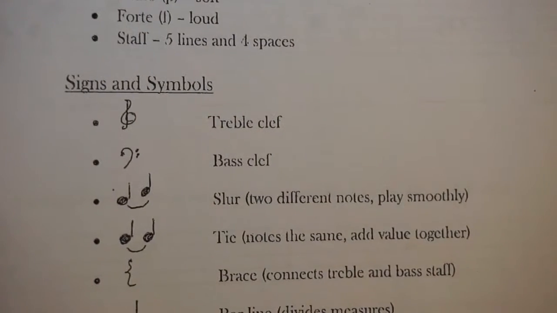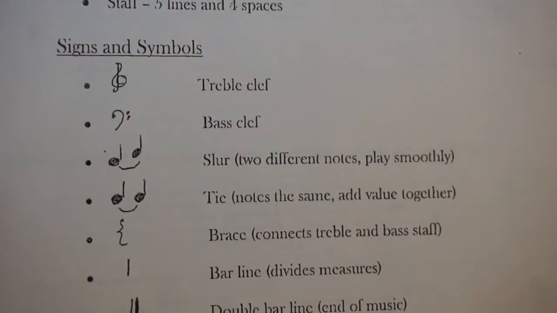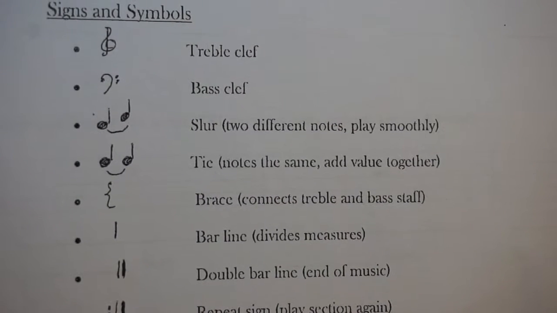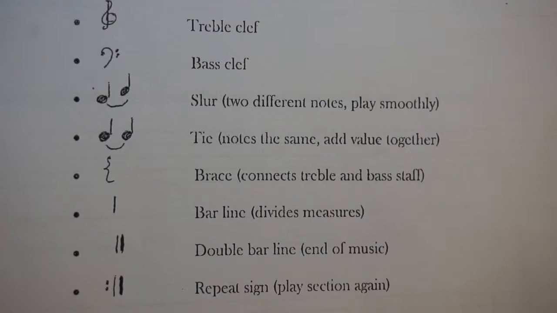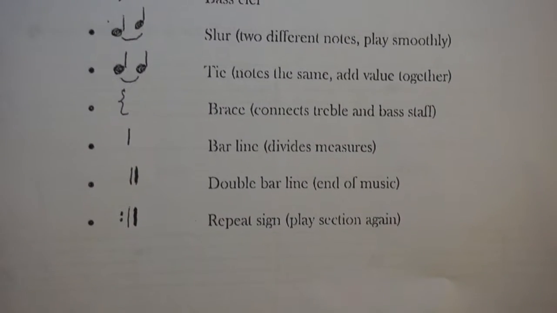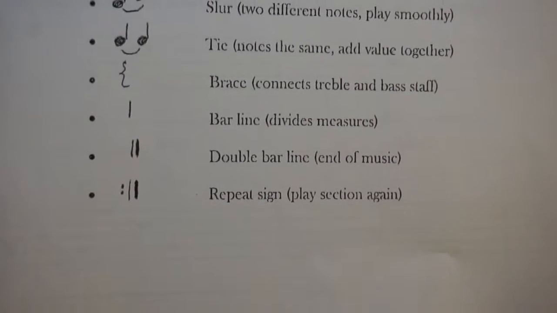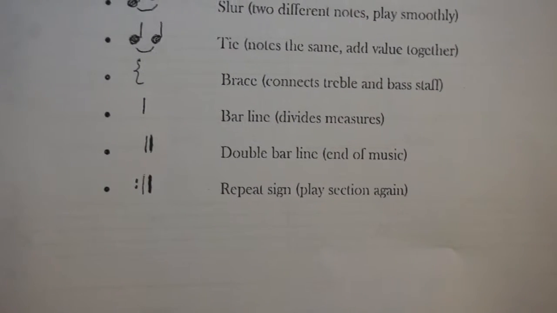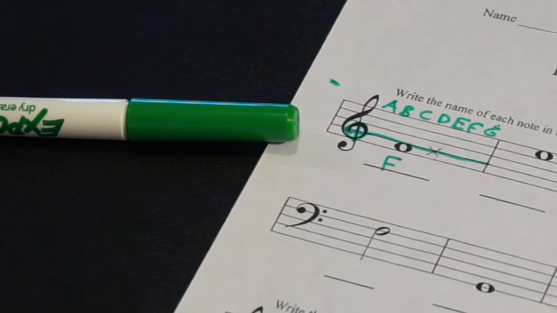There are some signs and symbols. The treble clef, the bass clef, a slur, 2 different notes played smoothly, and a tie, notes the same, add value together. The brace, the bar line, which divides measures, the double bar line, which ends the music, and a repeat sign, which plays the section again. Now, if you have taken the pre-reader level of the BAMTA theory tests, then you should be familiar with some of these things. All right, let's look at this test in depth here.